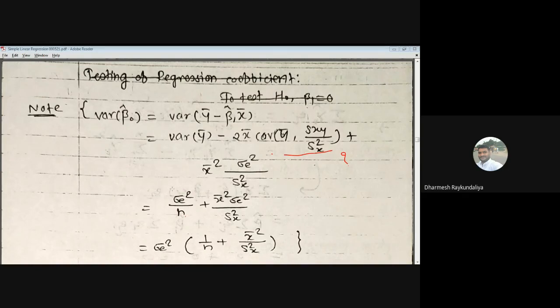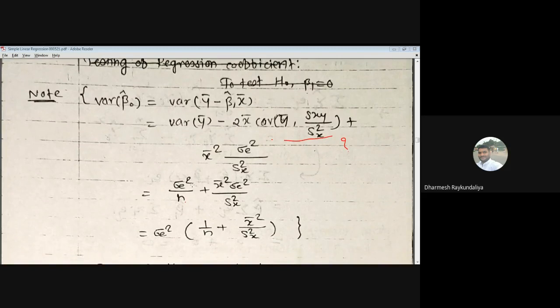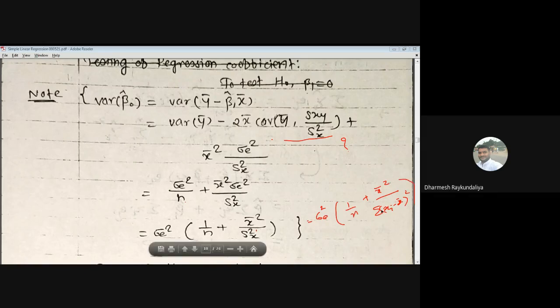So the variance of beta 0 cap is nothing but sigma e square times 1 upon n plus x bar square upon sx square. Or sometimes it may also be written this way: sigma e square times 1 upon n plus x bar square, and how do we write sx? Sum of xi minus x bar square. So this can be asked in an MCQ: what is the variance of beta 0 cap?